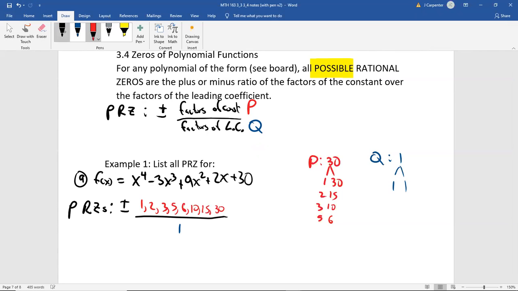Obviously, we don't want to leave anything divided by 1. And dividing by 1 just keeps all those whole. So it's plus or minus 1, comma. I'm actually going to do these divisions. 1 divided by 1 is 1. 2 divided by 1 is 2. 3 divided by 1 is 3. You get the idea. 5, 6, 10, 15, and 30.